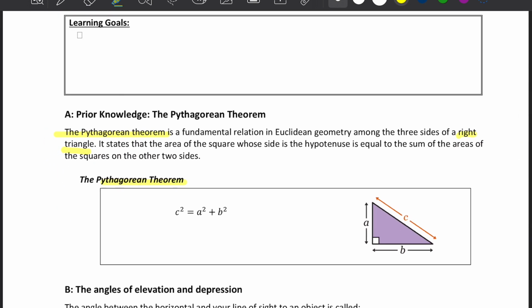Let's look at this diagram. In this right triangle with sides A, B, C, C is your hypotenuse. The theorem states that A squared plus B squared is always equal to C squared. That is called the Pythagorean equation.